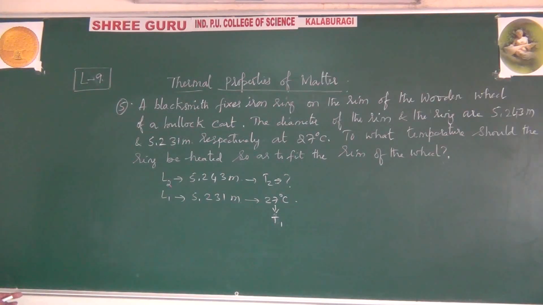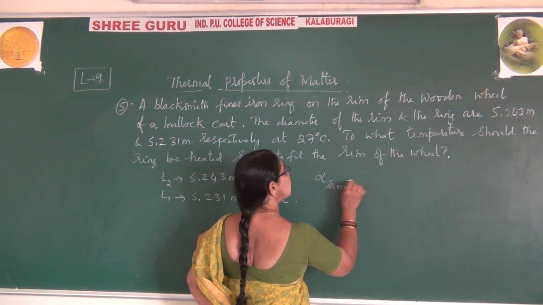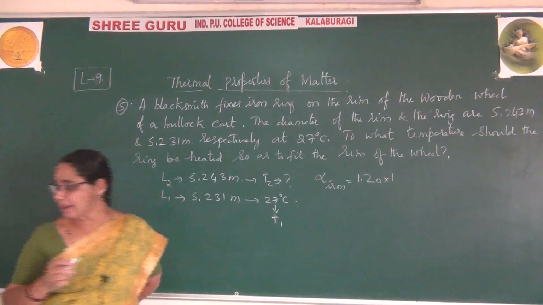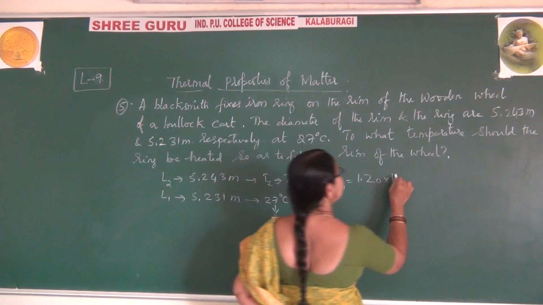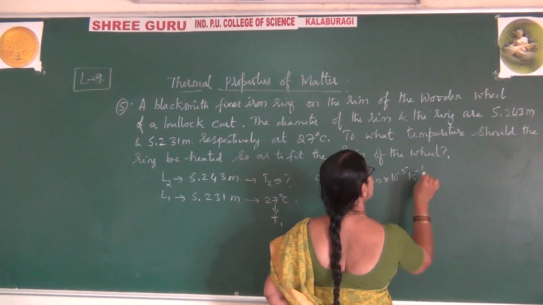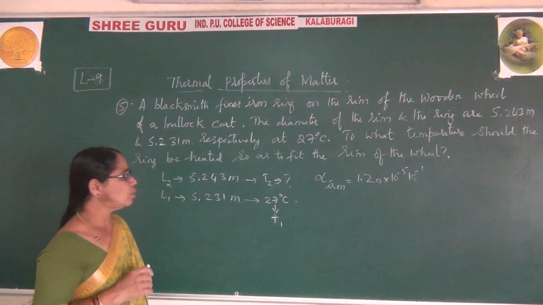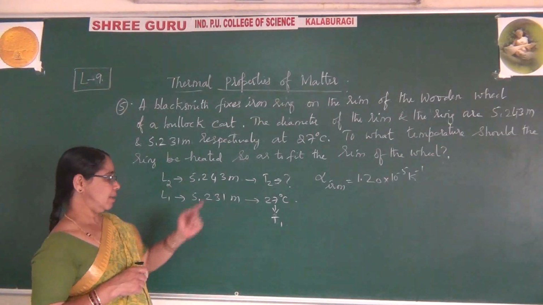So you have to take the coefficient of expansion for iron. For your reference I give the value: alpha for iron is 1.2 into 10 raised to minus 5 per Kelvin. If you remember, okay, no problem. Usually they will give the value, but in this problem nowhere have they given it, so let us take it by using the table, right?